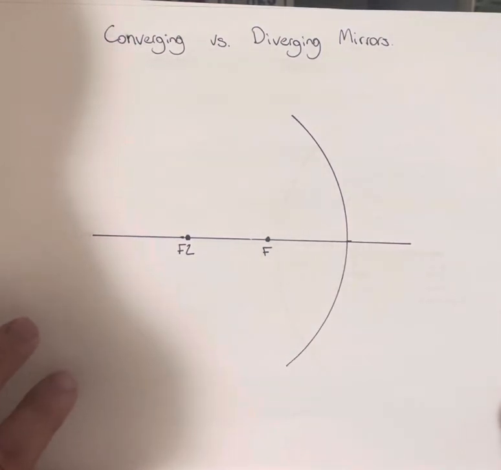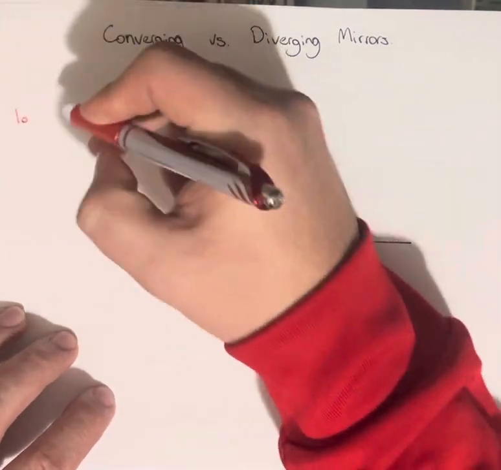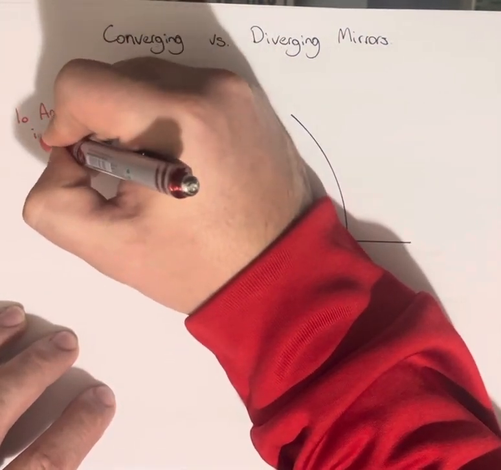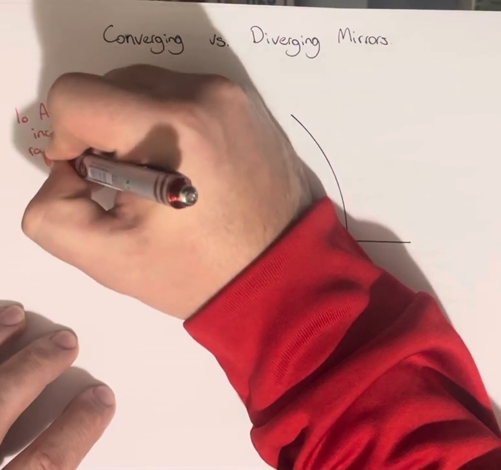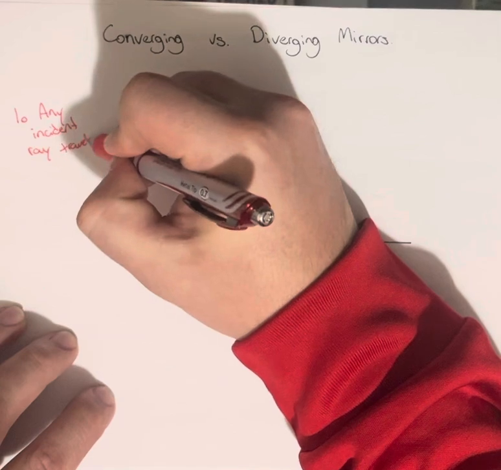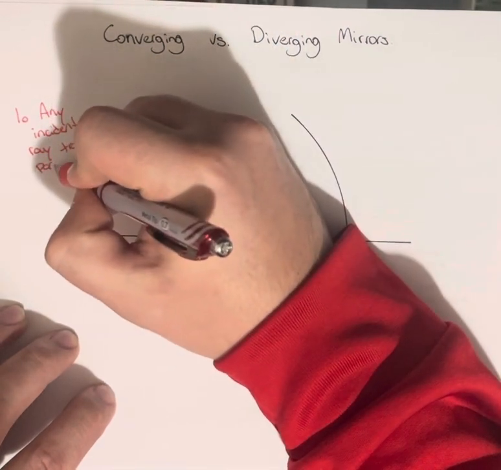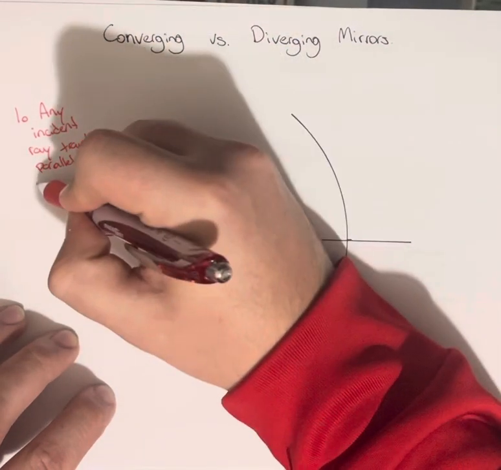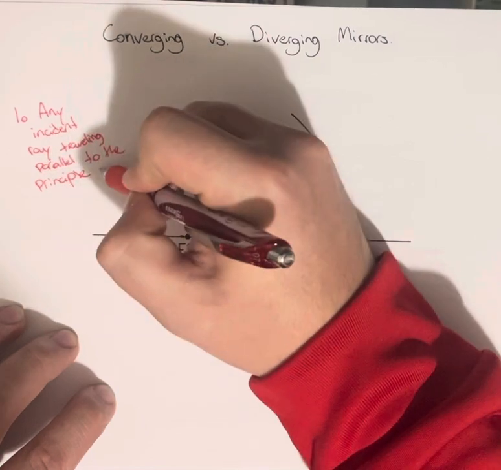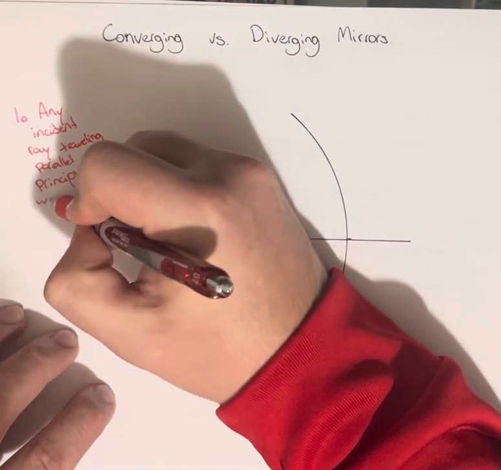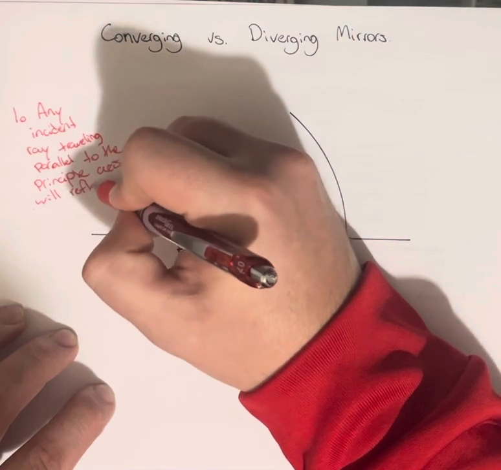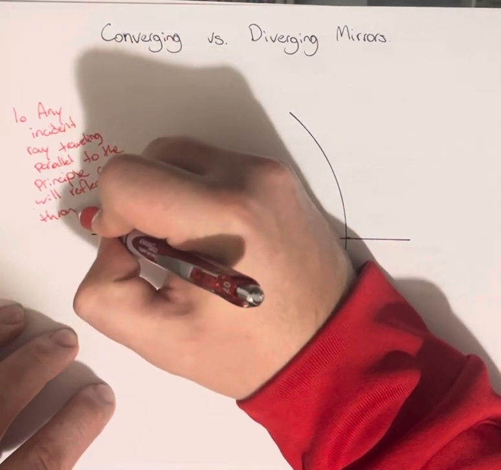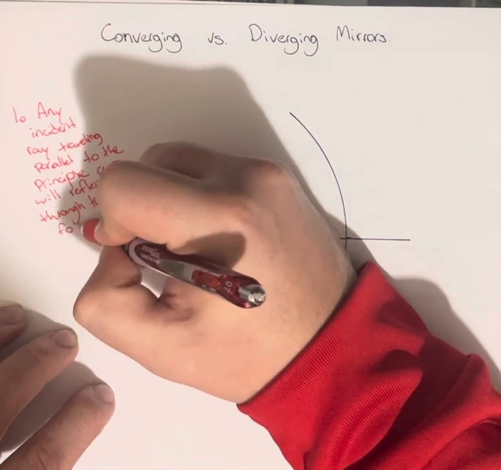So again, when we're looking at our converging mirrors, we saw that there were two specific rules that we were going to follow. Rule number one was that any incident ray traveling parallel to our principal axis will reflect through the focal point.